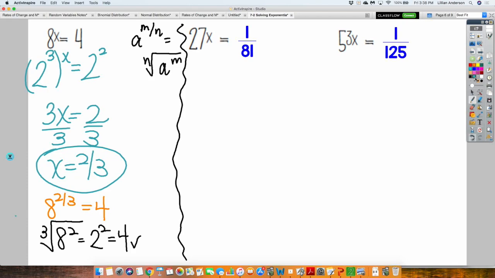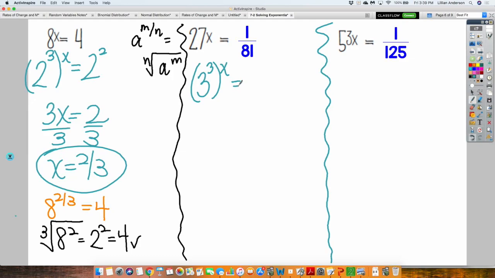The second one, that's 27 to the x equals 1 over 81. How can I rewrite this so that it has the same common base? It's going to be 3. If anything, think to yourself, okay, I need 27 to 81. Where have I seen that when I have a number raised to a particular power? Well, that would be 3. 3 to the what power gives me 27? 3 to the third power.